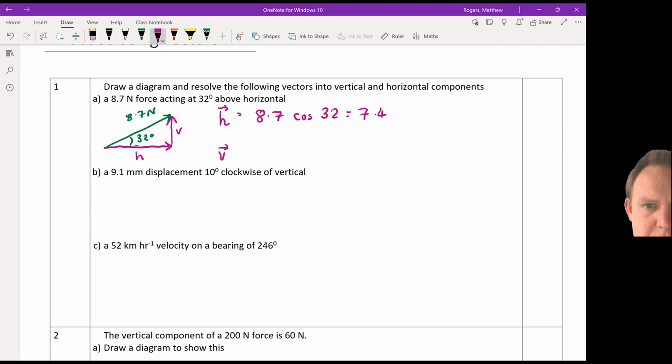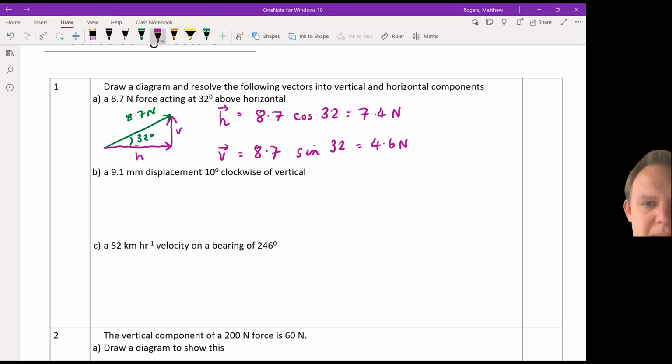And the vertical component is 8.7 times the sine of 32, which is a value of 4.6. They're both forces, so I should put a unit of newtons with them.